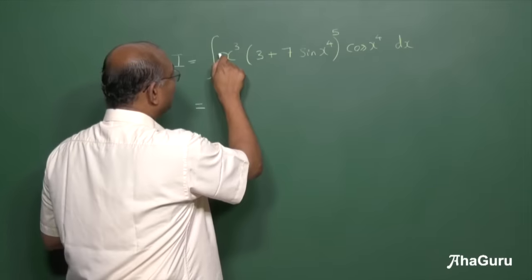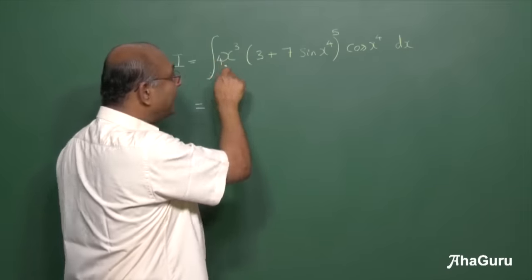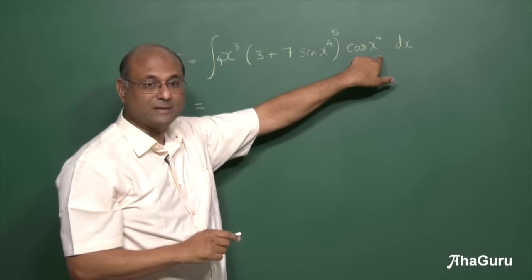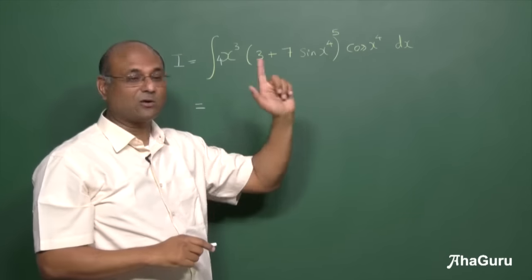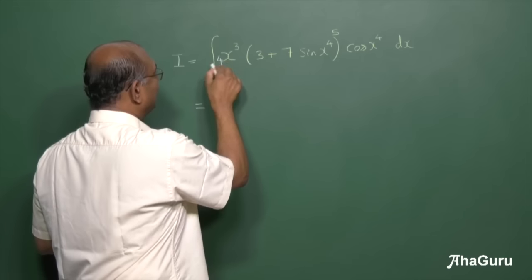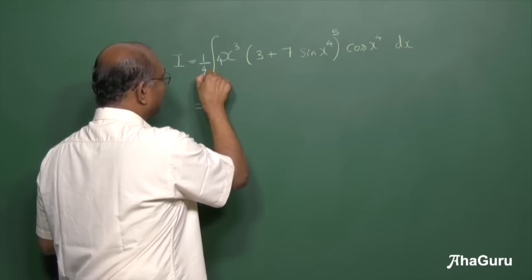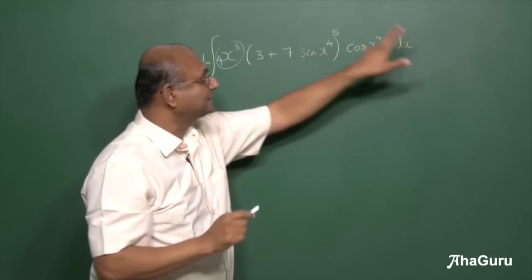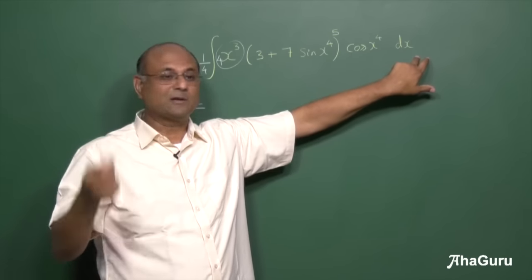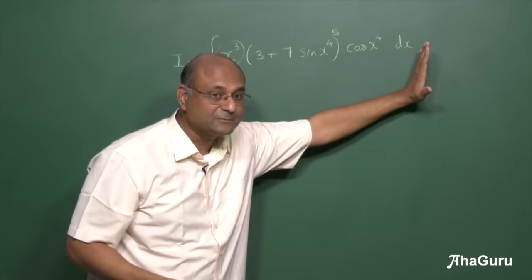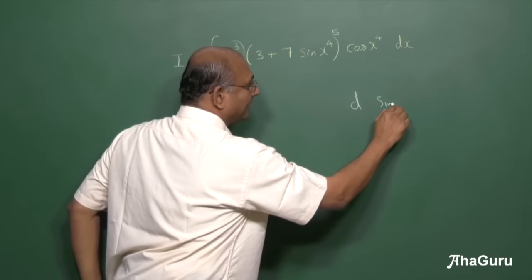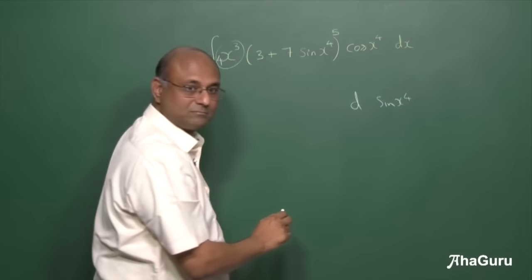So first, I'm going to put a 4. Why? So that it will go in as x power 4. Because I need x power 4 inside the d, so that I can take the cos x power 4 next. But I can't just randomly put a 4, right? I must also divide by the 4. Now this goes inside. Once it goes inside, it becomes d of x power 4. Then cos x power 4 dx power 4 will become d of sin x power 4. Can you see that?